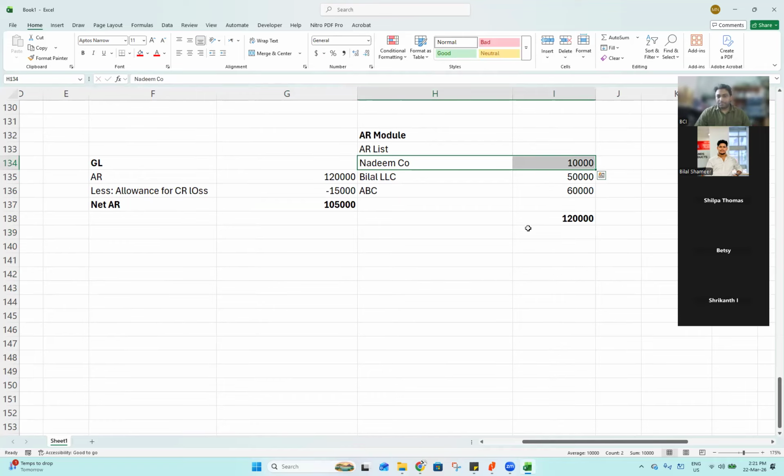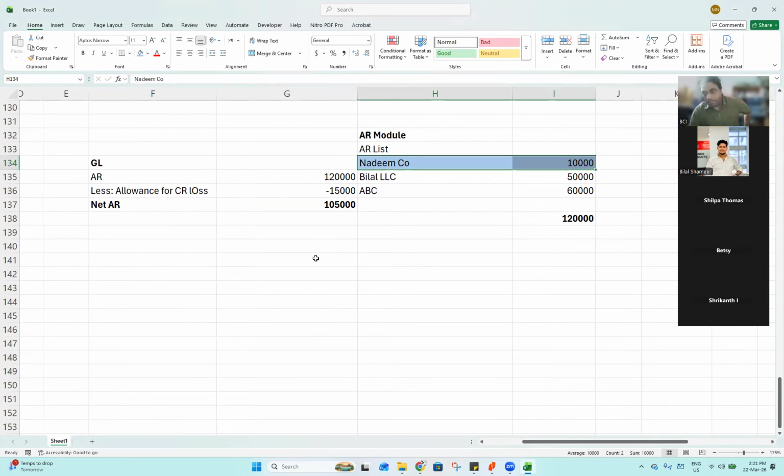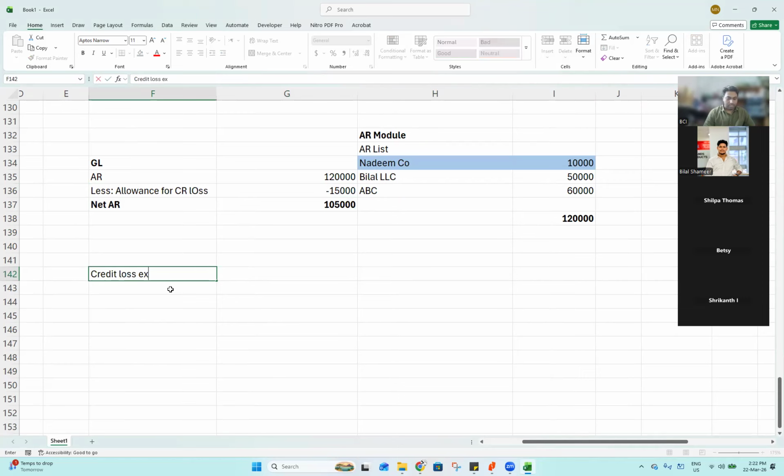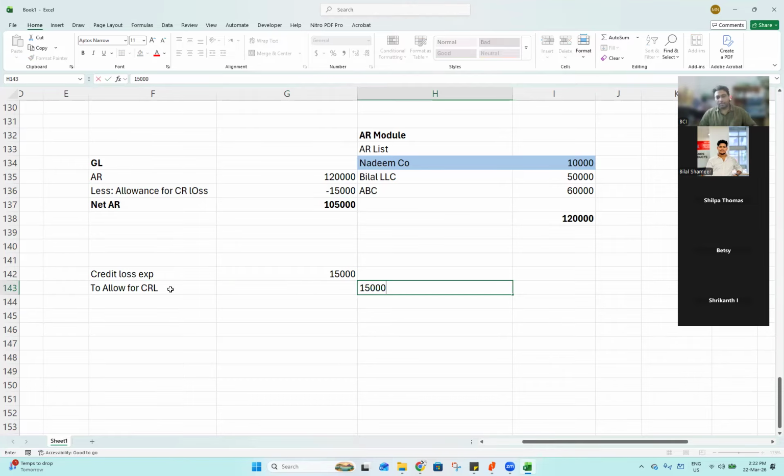Now what happens in future, next year or this year itself, for example, I became default. You figured out that I'm becoming a bad debt. So what will be your journal entry? For this allowance, your entry will be credit loss expense to allowance for credit loss. That is 15,000, that's the provision I'm putting, the above amount.